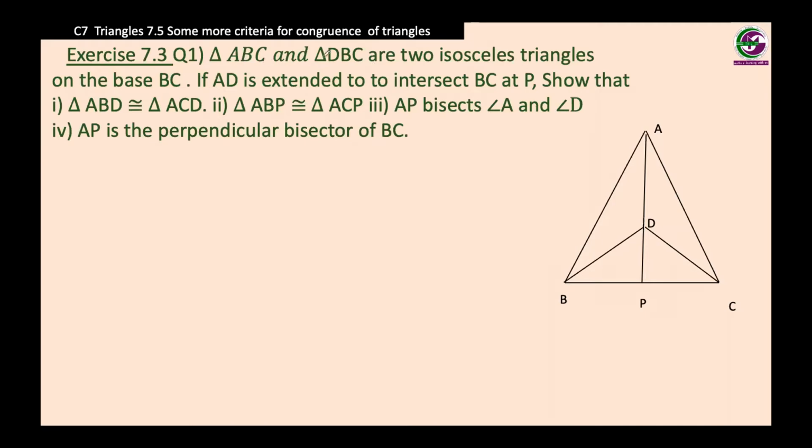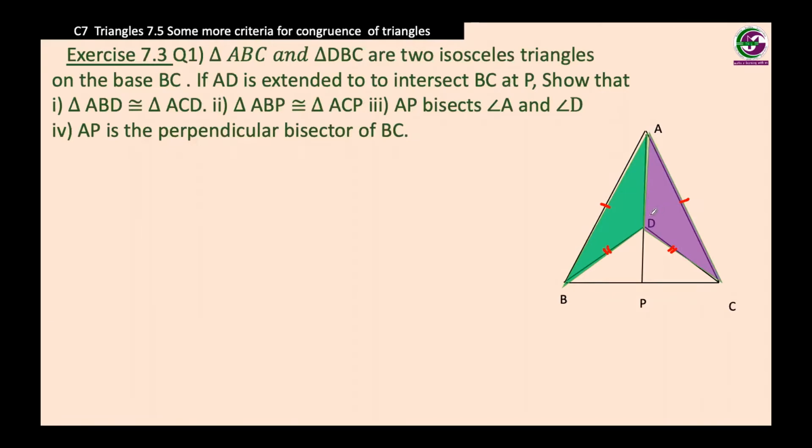Triangle ABC and DBC are isosceles triangles. You know isosceles means two sides are equal. ABC is isosceles, which means AB is equal to AC. And in the triangle DBC, it's also isosceles, so side BD is equal to side DC. Now we have to show that ABD is congruent to ACD, which means the triangle ABD is congruent to ACD.